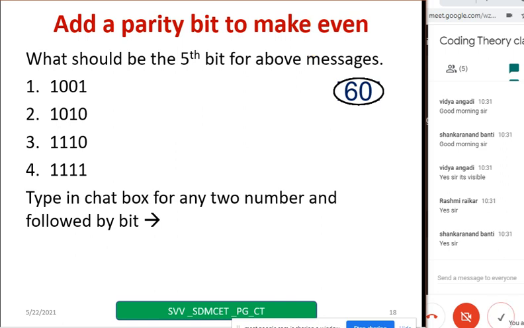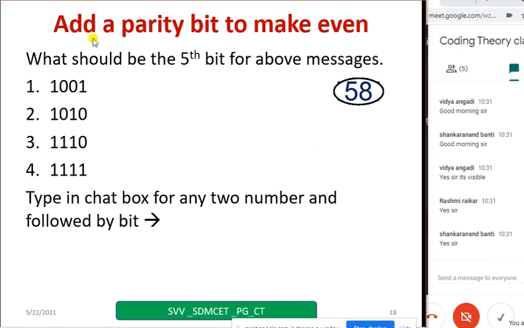Now, read this. I add a parity bit to make an even parity. What should be the fifth bit for the below messages? Actually, this sentence was below, hence I wrote above. Now I changed. I forgot to do this. Now, can you tell, for making an even parity bit, the fifth bit I am adding to all these? You can write down the number 1, 2, 3, any 2, followed by whether it is 0 or 1. You have 1 minute time.